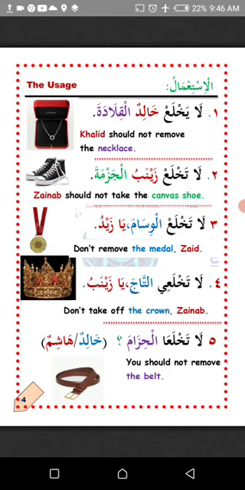Khamsa, number 5. La takhla'a al-hizam. So do not take off, do not remove al-hizam, the belt. So al-hizam, belt, but al-jazma, canvas shoe. I repeat. Al-hizam, belt. Al-jazma, canvas shoe. The difference is jimun and ha'un. So la takhla'a al-hizam. Do not remove the belt. Talking to Khalid and Hashim. La'alaka fahimt? I hope you understand.